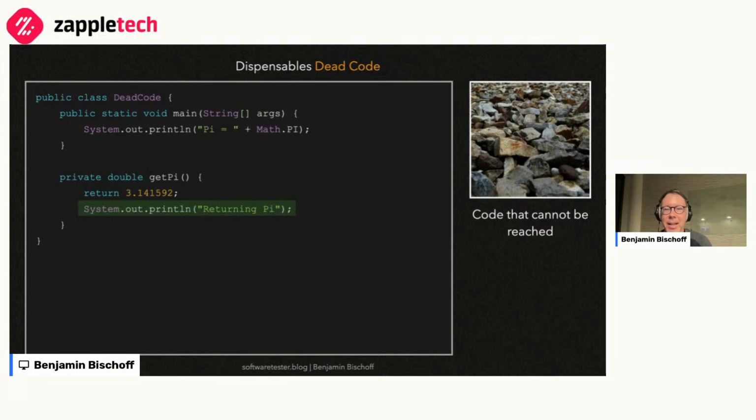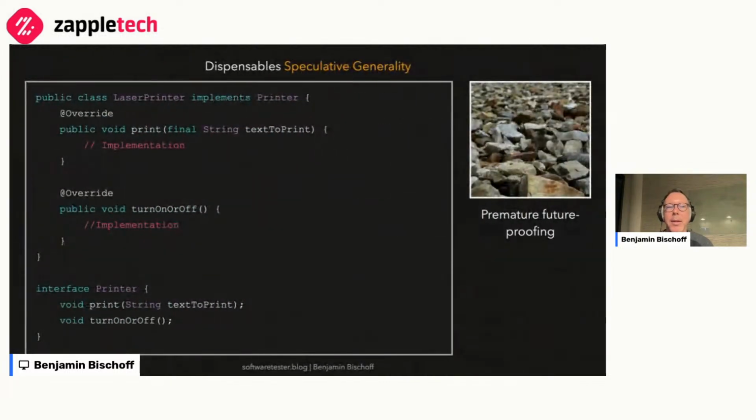Also, if you see this line here, the system out print line returning pi, if you've spotted this, congratulations. It's actually code that cannot be reached because it's after the return in the getPi method. So it's actually dead code inside of dead code. This is one of the things that I had many arguments about. It's about premature future proofing. I will get to this in a little while again. This code smell is called speculative generality.